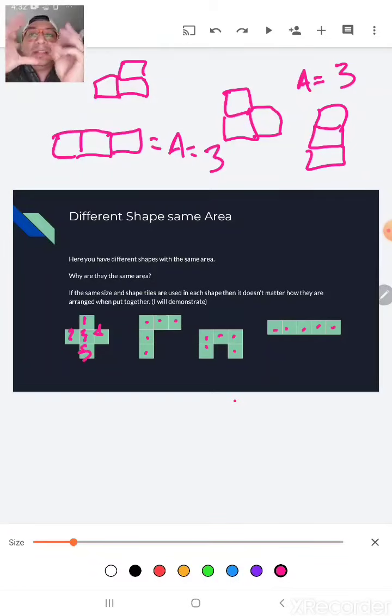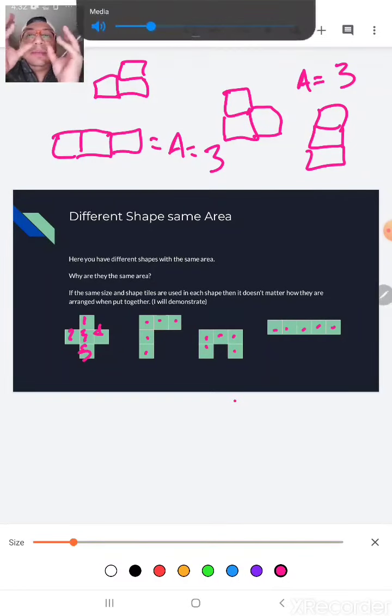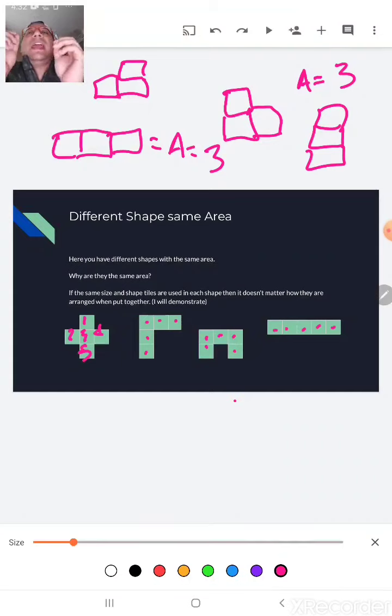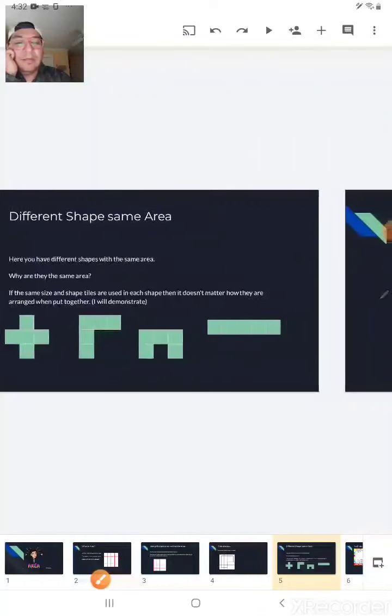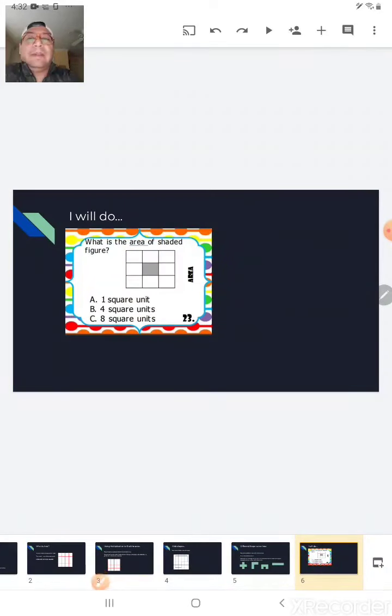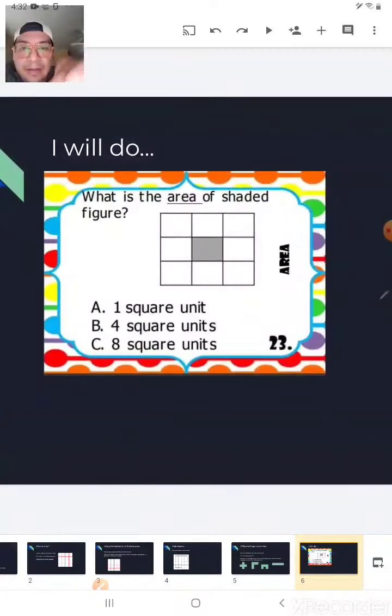So that's what the slide is about, to show that the shapes may be different, but that they have the same area. Okay, so go ahead, erase that part, go to the next slide, and we're gonna answer some questions. All right, here's the part where I do and demonstrate how to solve this, right? So what is the area of the shaded figure?